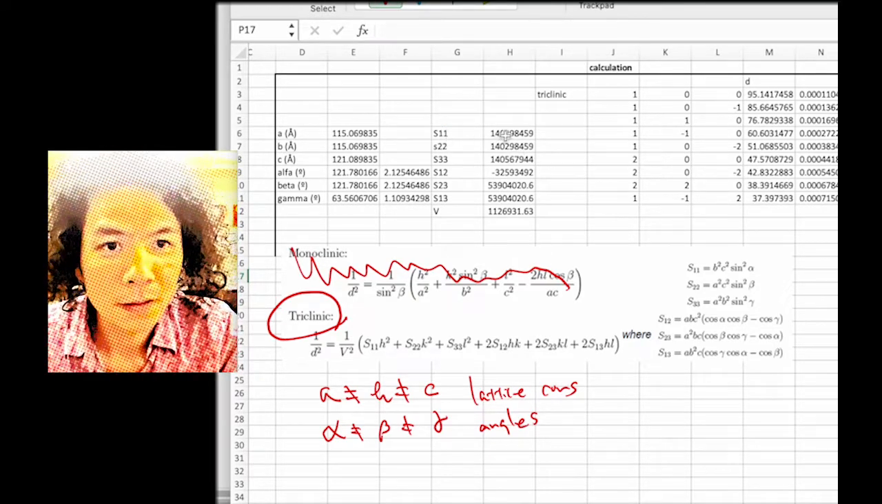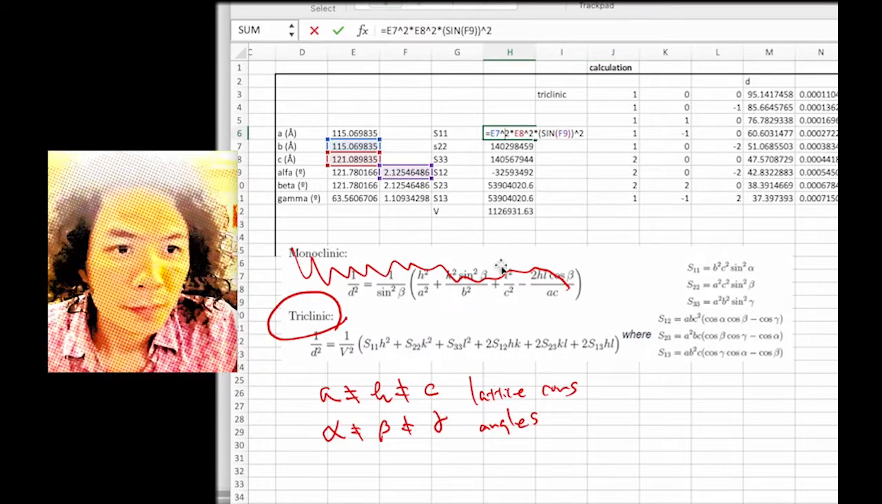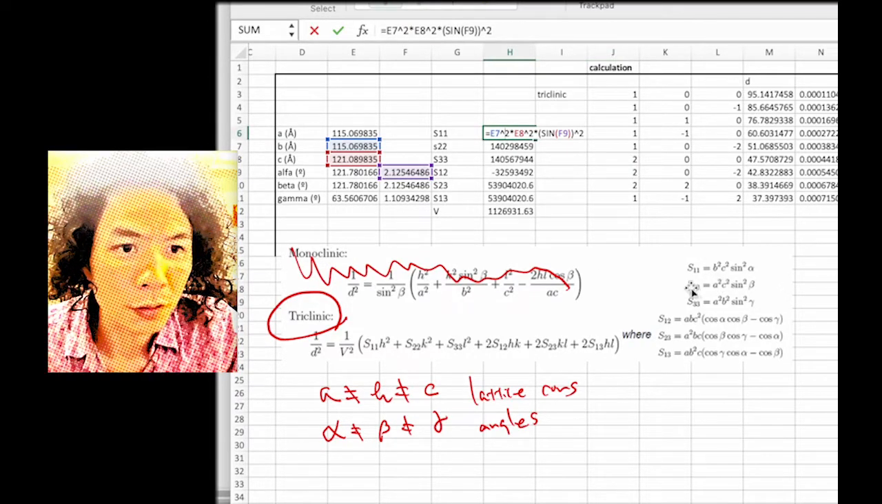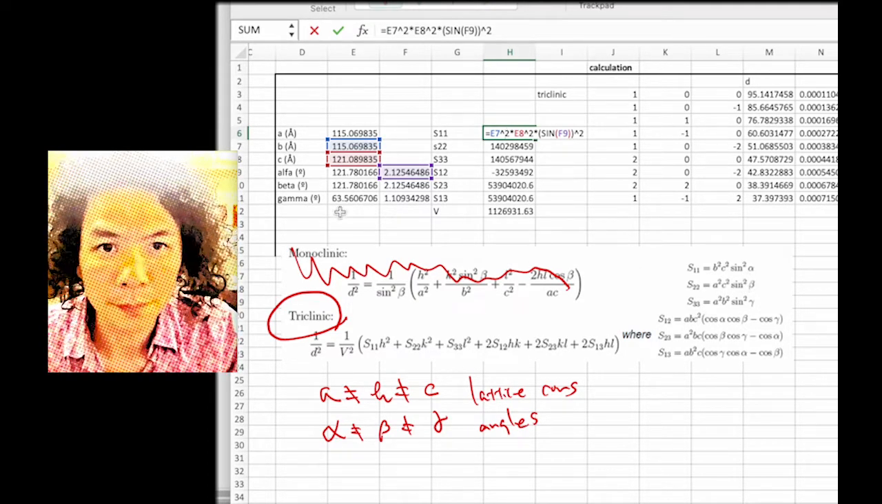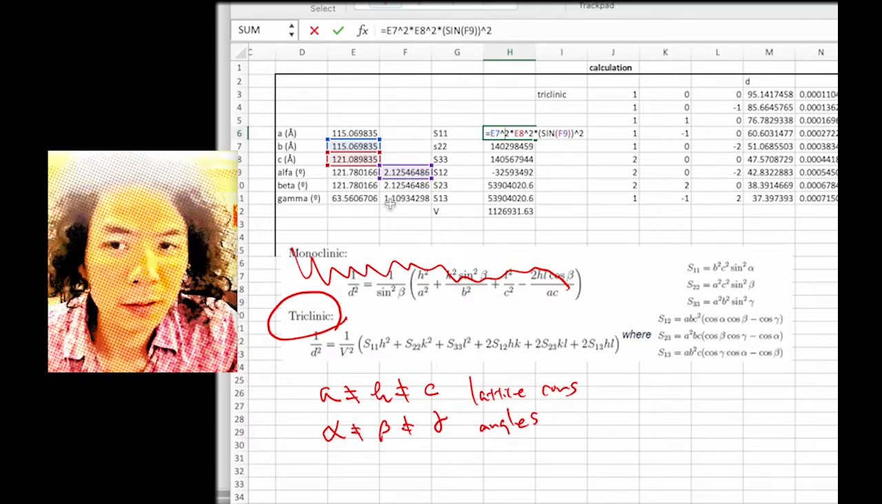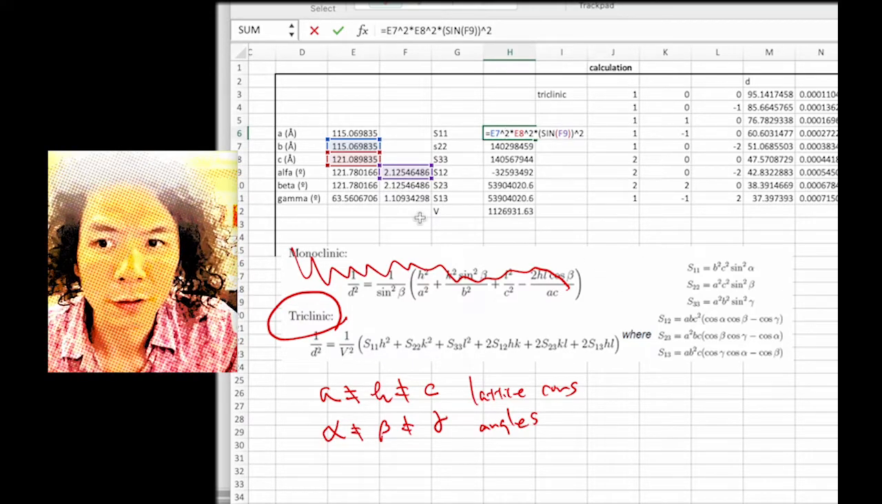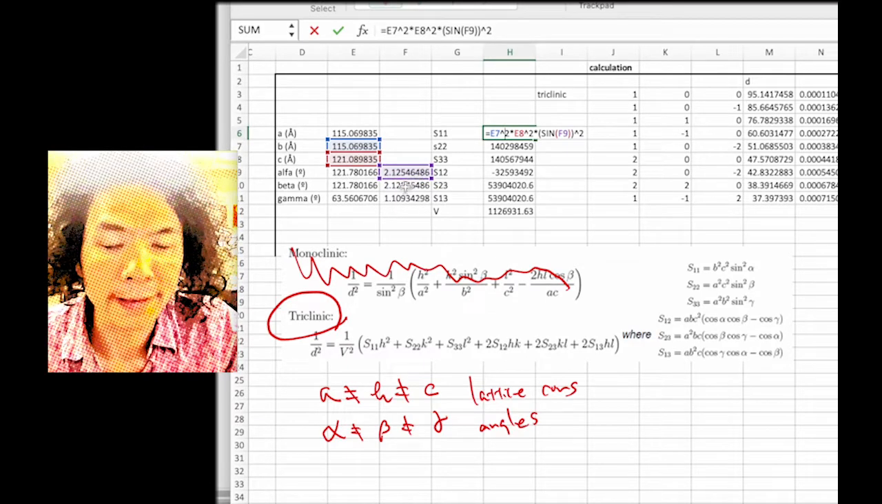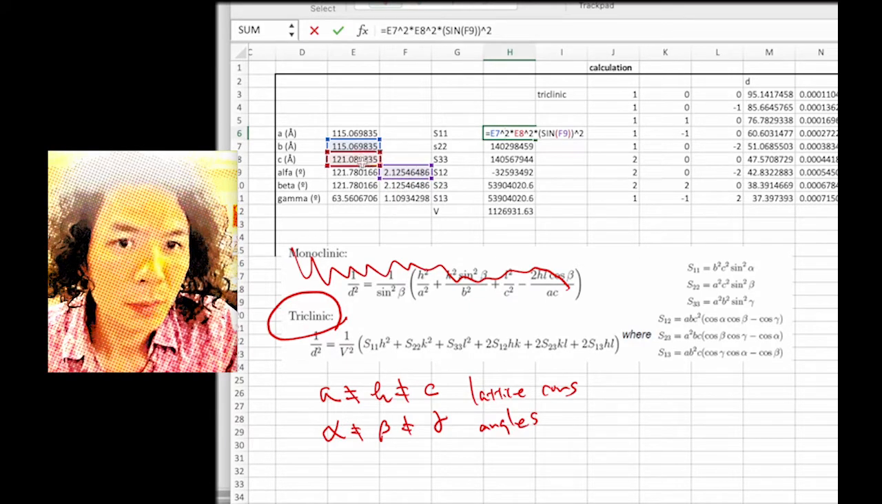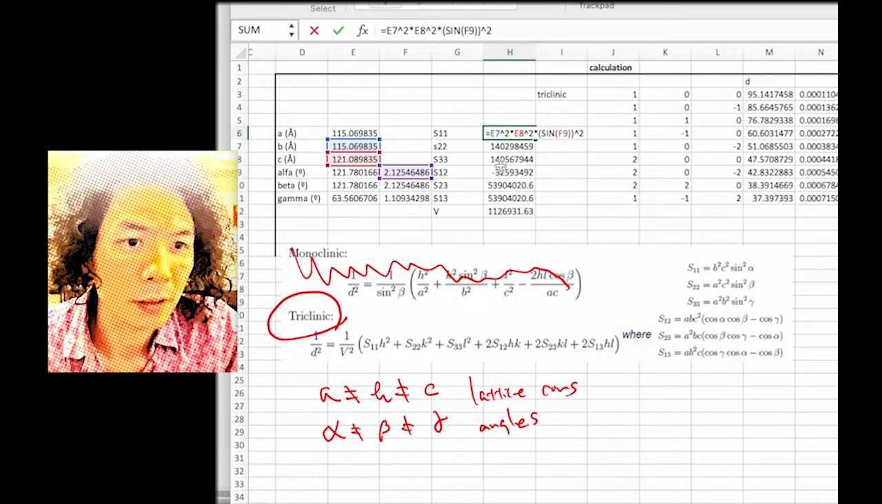In this Excel sheet, basically I put this equation. So this S11 is B square C square sine alpha square. Just remember that Excel uses radians for the angle. So I just convert this normal angle to radian, and basically you plug this number into here, this number into here, this number into here.